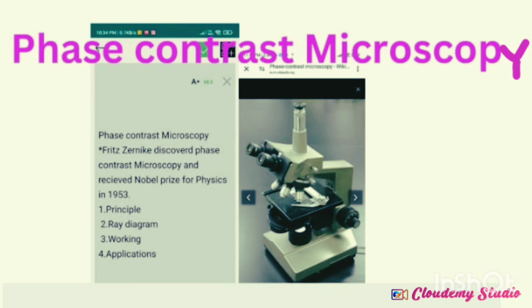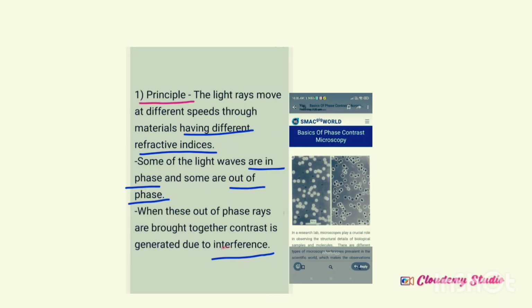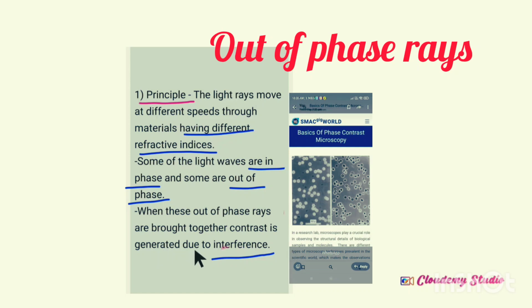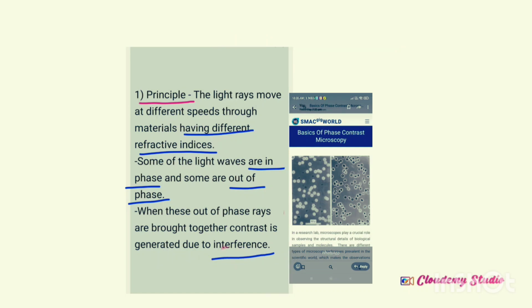Principle of phase contrast microscopy. The light rays move at different speeds through materials having different refractive indices. Some of the light waves are in phase and some are out of phase. When these out of phase rays are brought together, contrast is generated due to interference.